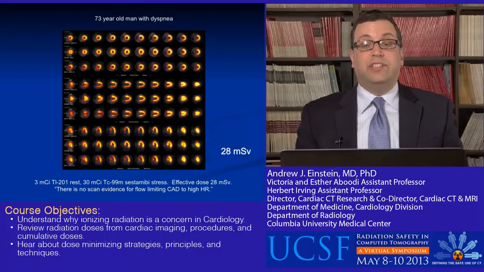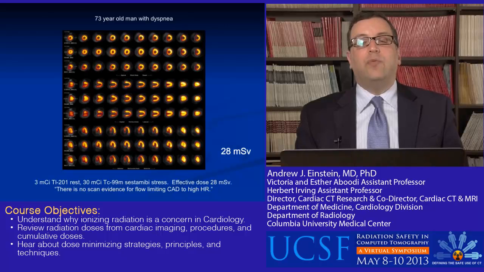Here's an example of a study, a nuclear dual isotope procedure performed on a patient. This patient doesn't have evidence of coronary artery disease, but received in the course of this evaluation a procedure with an effective dose of 28 millisieverts, a dual isotope stress test.